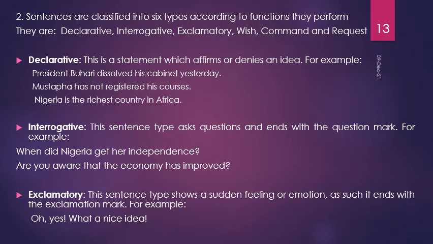A declarative sentence is a statement which affirms or denies an idea. For example, Nigeria is the richest country in Nigeria. An interrogative sentence is the type that asks questions and ends with a question mark. For example, are you aware that the economy has improved? We have the exclamatory sentence, which shows a sudden feeling or emotion. As such, it ends with the exclamation mark. For example, oh yes, what a nice idea.